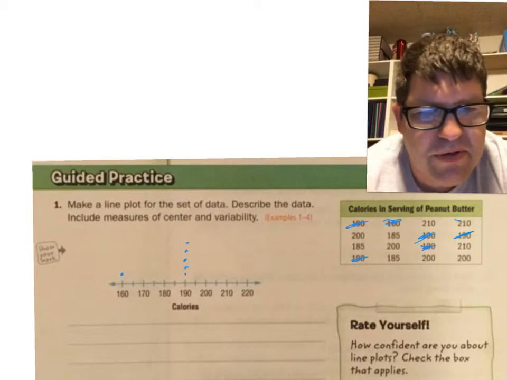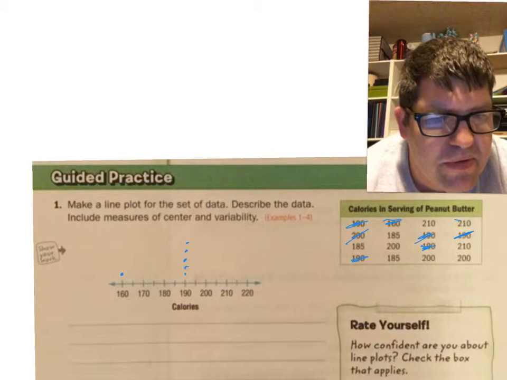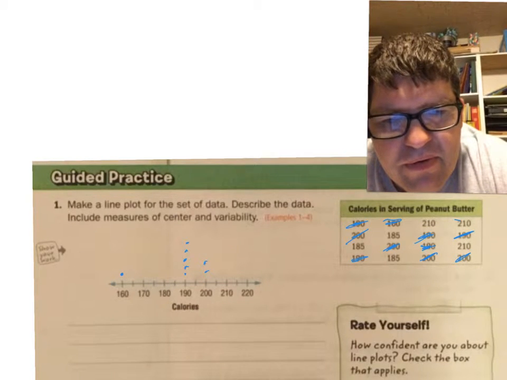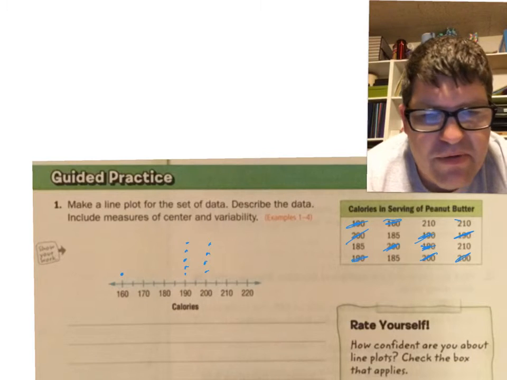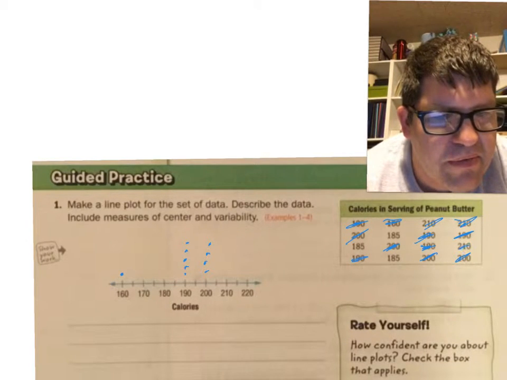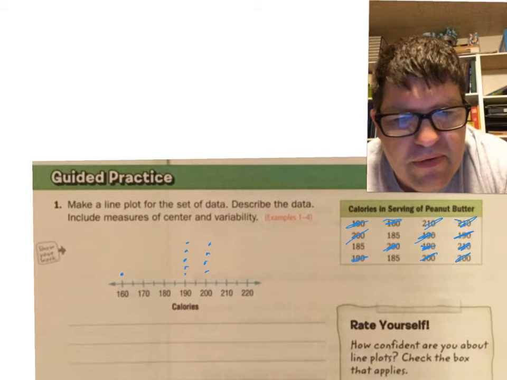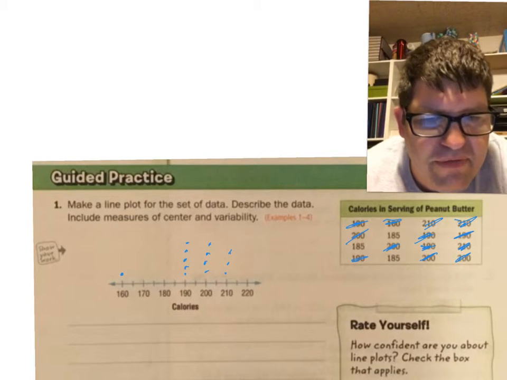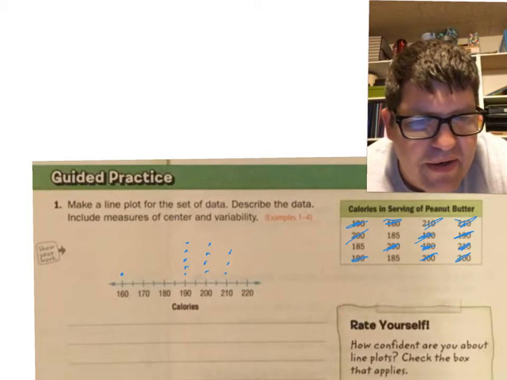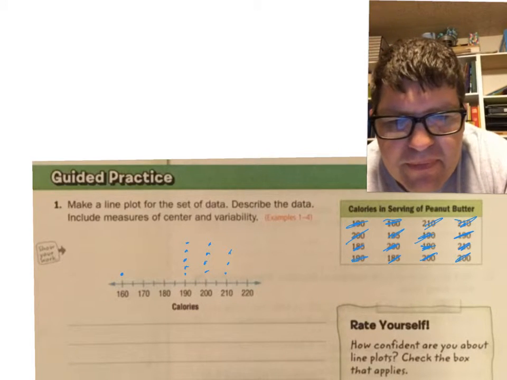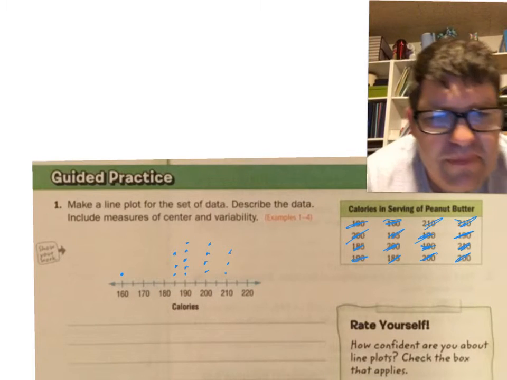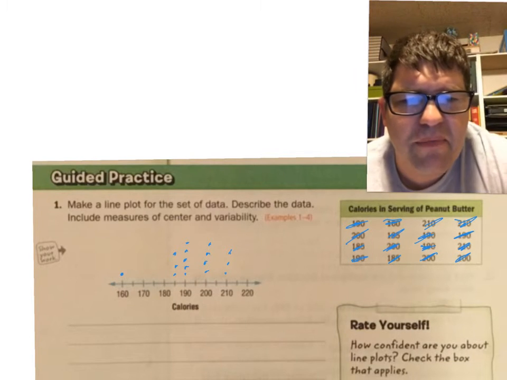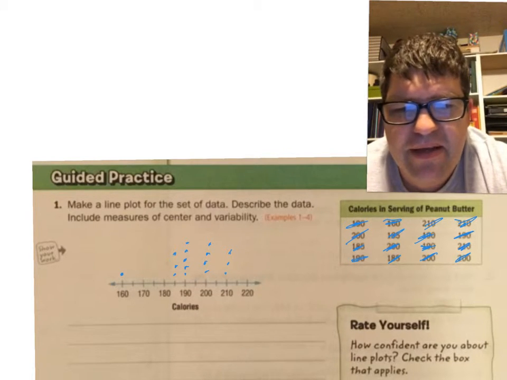Okay. Now let's go to 200. 1, 2, 3, 4. 4 200s. And 210. 1, 2, 3. 3 210s. Now I see I have everything except for this 185. So that's between 180 and 190. I have 1, 2, 3. Now you can notice that I crossed them off as I went. Then I know I covered all of them, that I have them all plotted on this line plot.